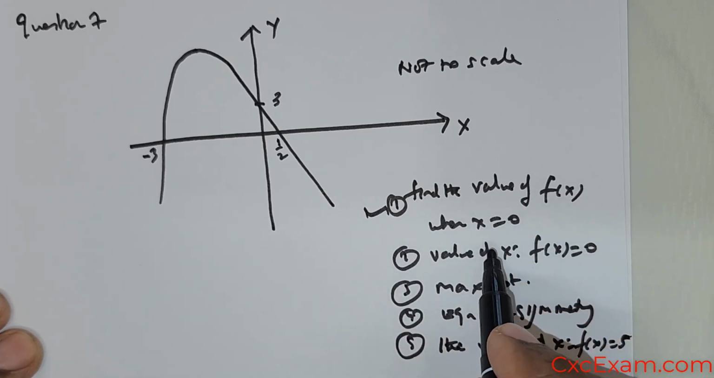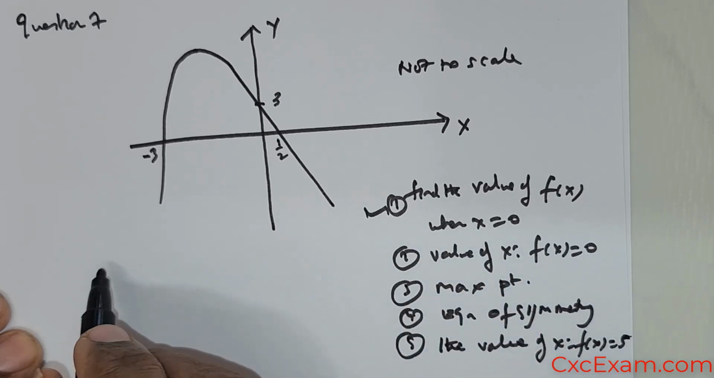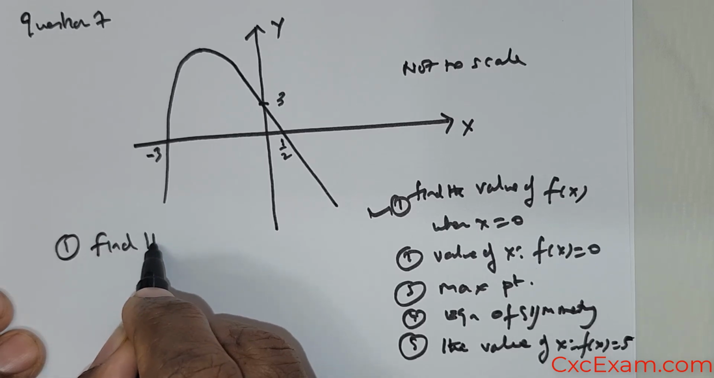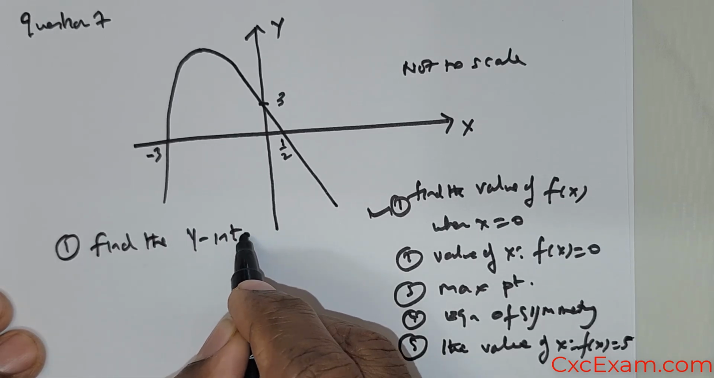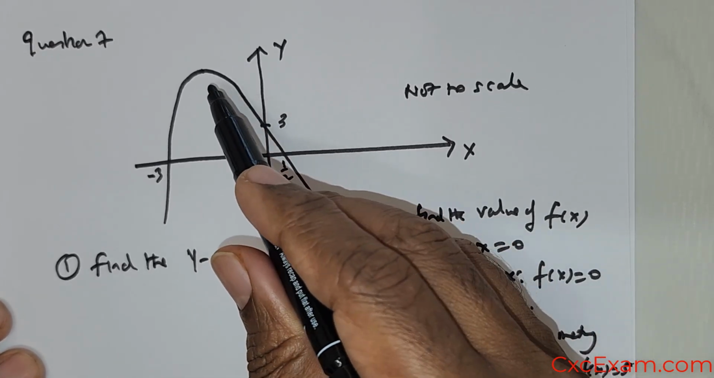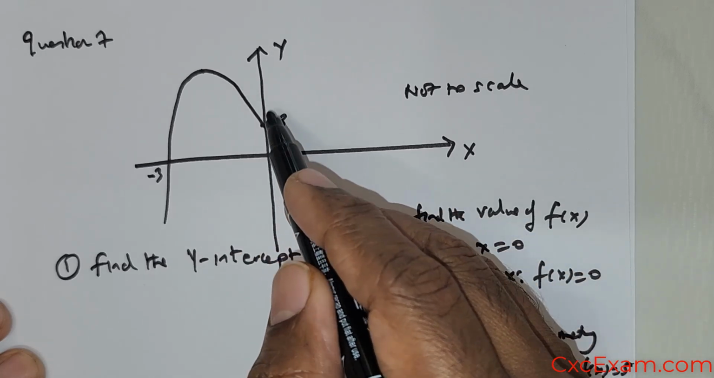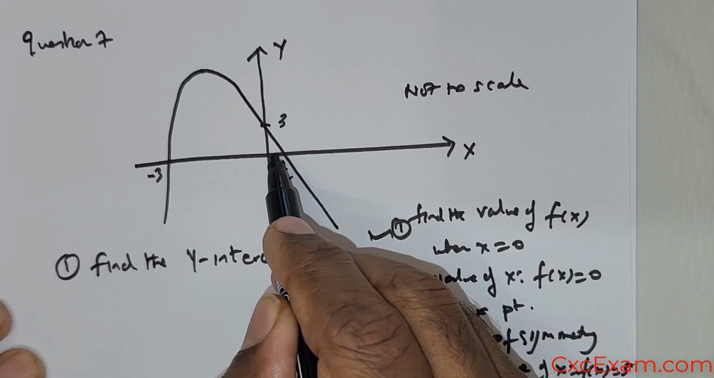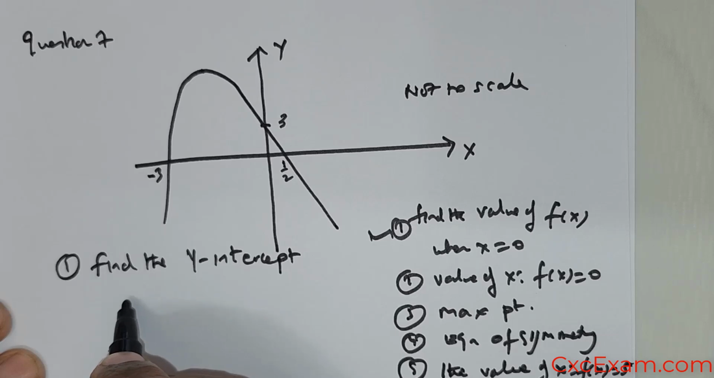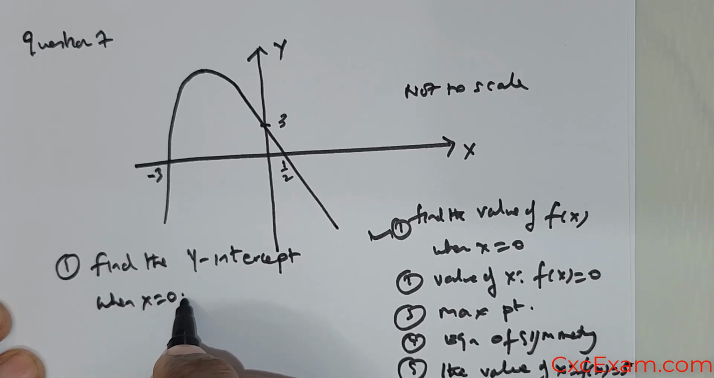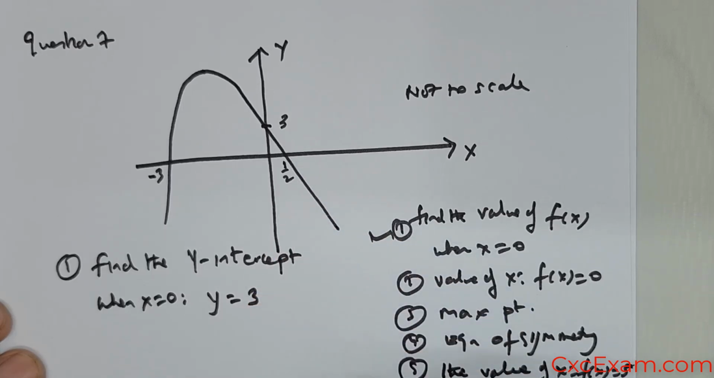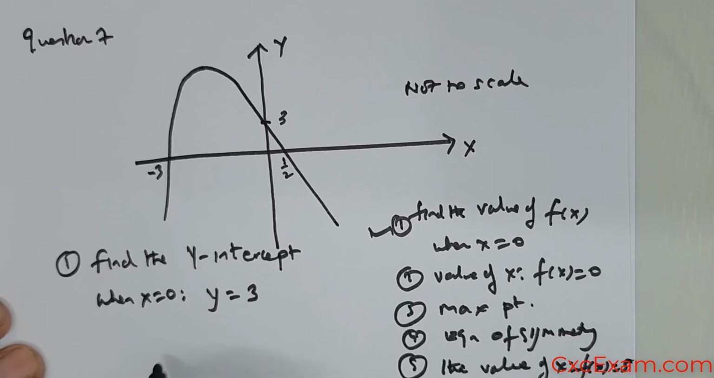Find the value of f of x when x is equal to 0. So what are they asking you? They are asking us to find the y-intercept. So you go up to the graph and see where the graph is intersecting the y-axis. Now clearly this intersection is shown in the figure. So that would mean when x is equal to 0, y is equal to 3. Right? Just you observe this and you write that value. So that's the first part.